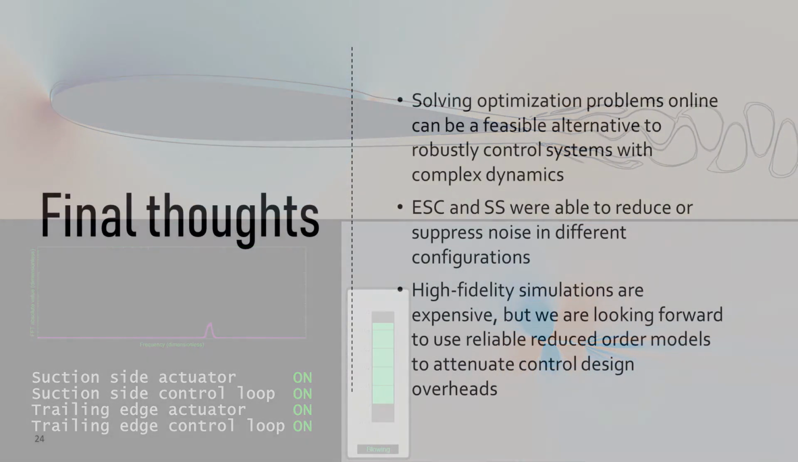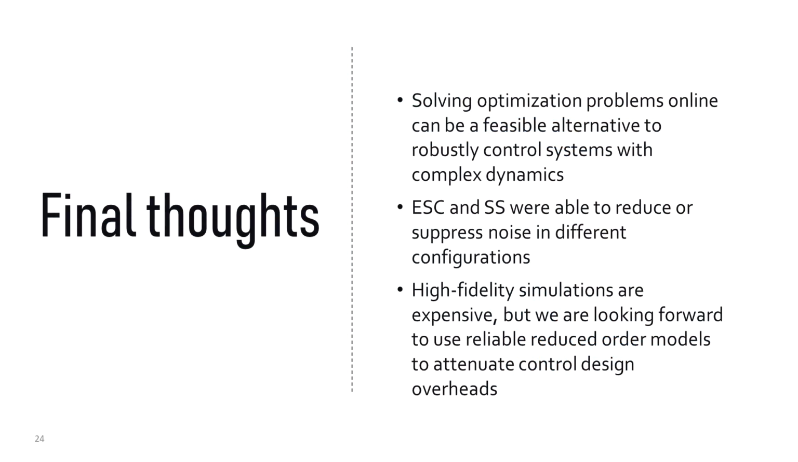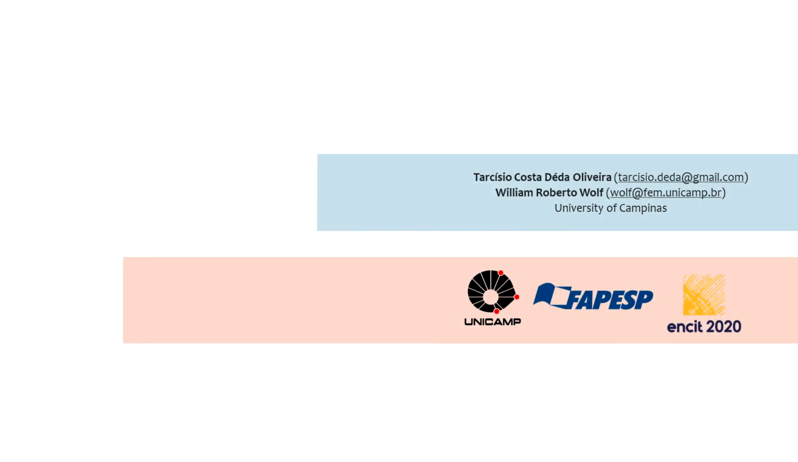Some of the final thoughts I can bring are: solving optimization problems online can be a feasible alternative to robustly controlled systems with complex dynamics. ESC and slope-seeking were able to reduce or suppress noise in different configurations. High-fidelity simulations are expensive, but we are looking forward to using reliable, reduced-order models to attenuate control design overheads. Finally, we thank FAPESP for funding our research and making this work possible.